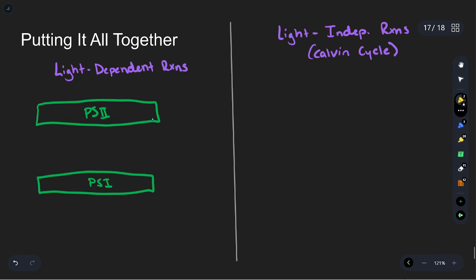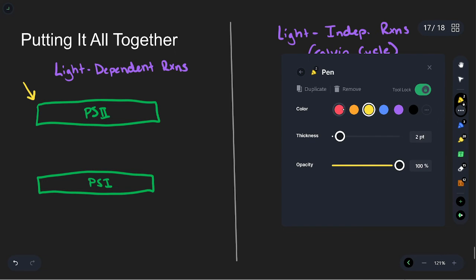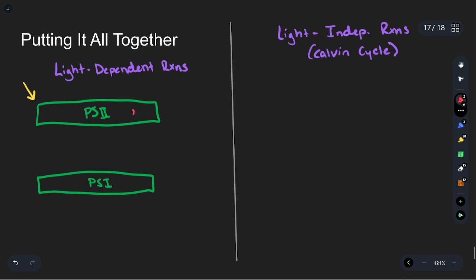When light hits this photosystem, the electron absorbs those photons and becomes excited. It goes from a low energy level state to a high energy level state. PS2 thus becomes very reduced, and it's going to want to give away this electron in a series of redox reactions that generate an electron transport chain. And so I'm just going to model it by arrows.